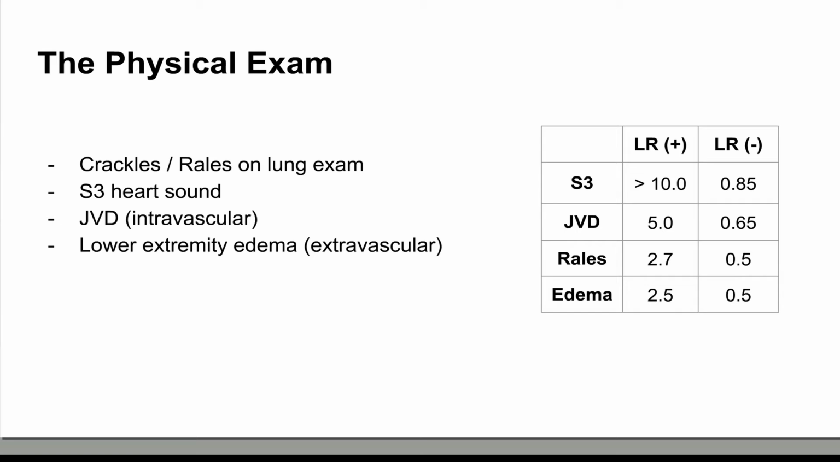There are a few findings on the physical exam that are consistent with acute decompensated heart failure. Things like crackles or rales on lung exam, an S3 heart sound, jugular venous distension, and lower extremity edema are some of the more common things we look for.